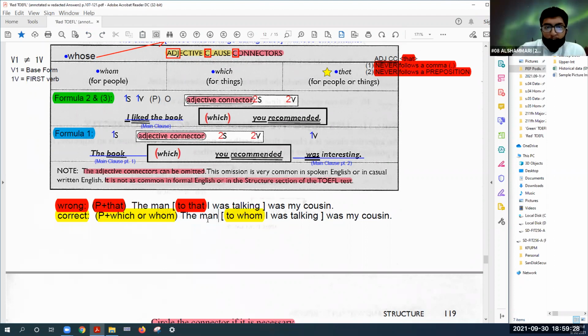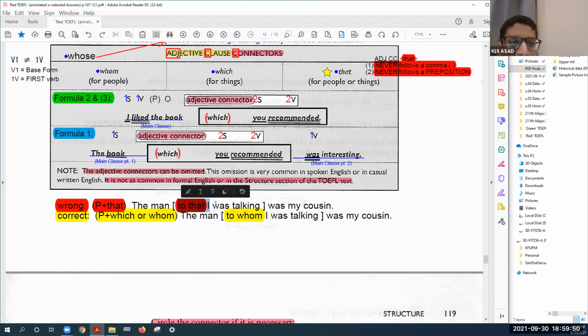The man to whom I was talking was my cousin. It sounds strange because it's formal. But this one is really strange: the man to that which, is completely wrong. Can I say the man that I was talking to was my cousin? Yes. The man that I was talking to was my cousin is possible.